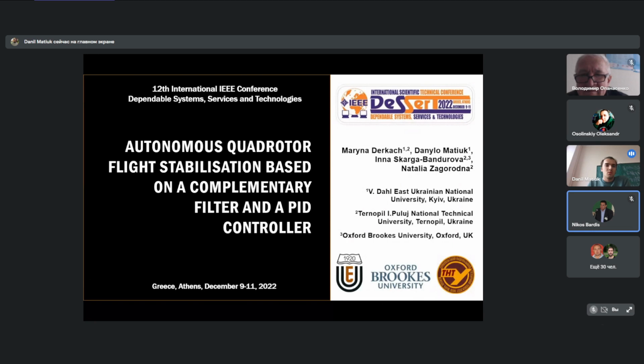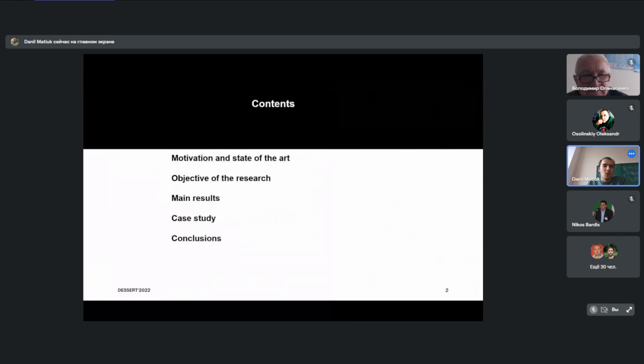Today I'd like to present our results on developing an autonomous quadrotor flight stabilization system. You can see the topic here. First of all, we will discuss our motivations, which arise not only from our side to achieve an effective autonomous stabilization system, but also from our analysis of the state of the art in the area of small multi-rotor drones. Then we talk about the objective of the research. We will also show a case study and main results from a real assembled quadrotor. Finally, we make some conclusions and outline next steps toward developing the experimental quadrotor configuration. So let's start.